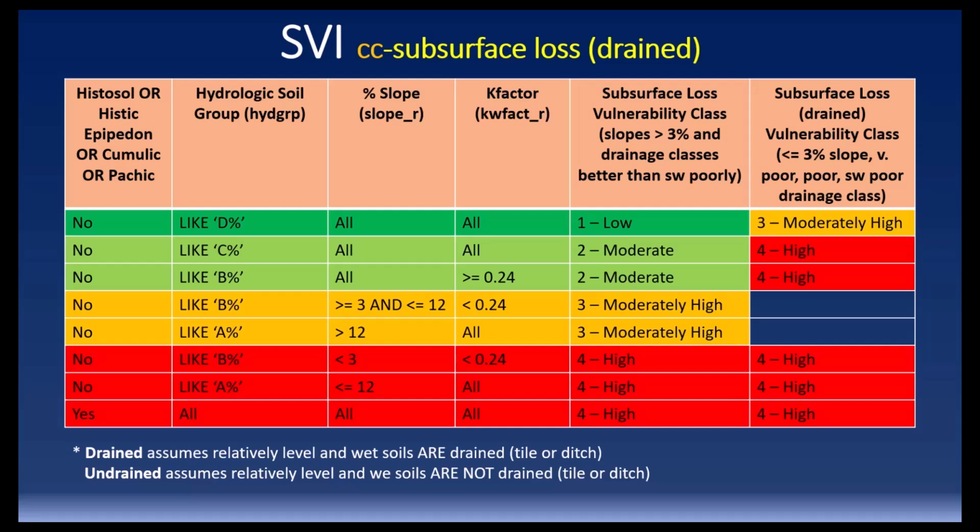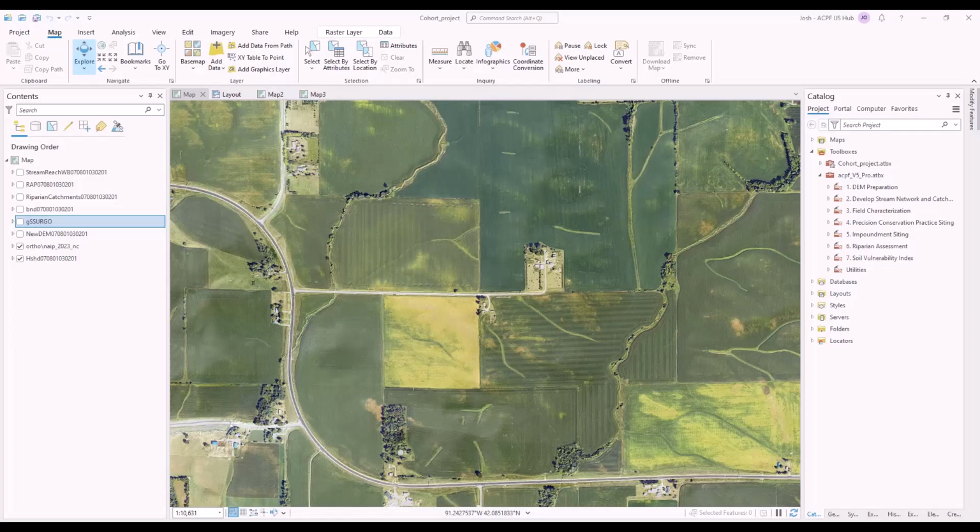The rest of this video will discuss the map unit-based SVI. This SVI mirrors the current NRCS approach and utilizes gSSURGO soils data exclusively. The SVI output is tied to the soil map unit. Two map unit-based SVI tools are included in the ACPF and are designed to be run in sequence. We will be running the first tool.